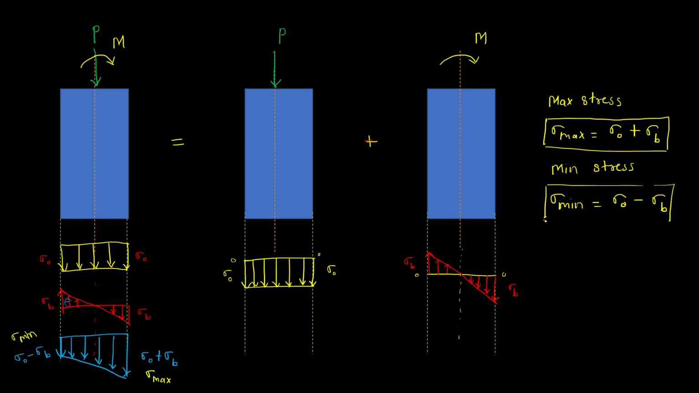So what are the maximum and minimum stresses? Maximum stress is direct stress plus bending stress. Minimum stress is direct stress minus bending stress. This is the representation. This representation is for direct stress. This is for bending stress. And this is for resultant stress.